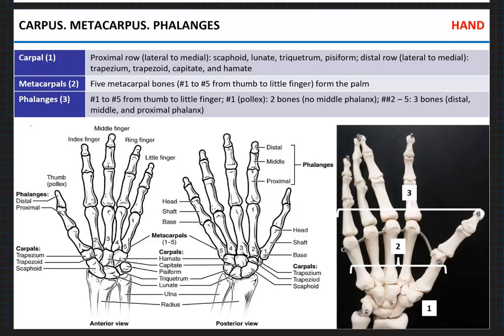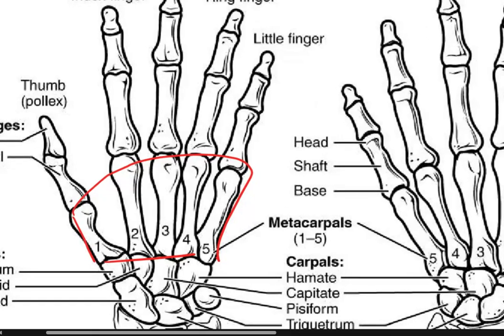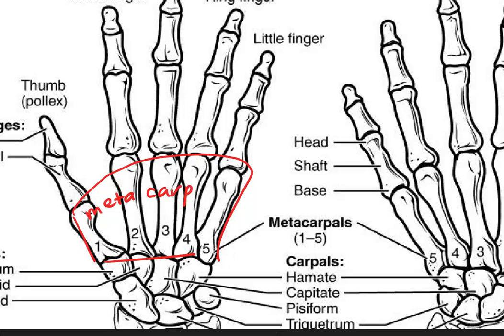Clear? So, the bones that form your palm are metacarpals. They are numbered from 1, thumb, to 5 on the pinky. Easy peasy, right? Like if I tell you, well, you won't be able to see the picture, but what is this bone? It's the first metacarpal. That's it.